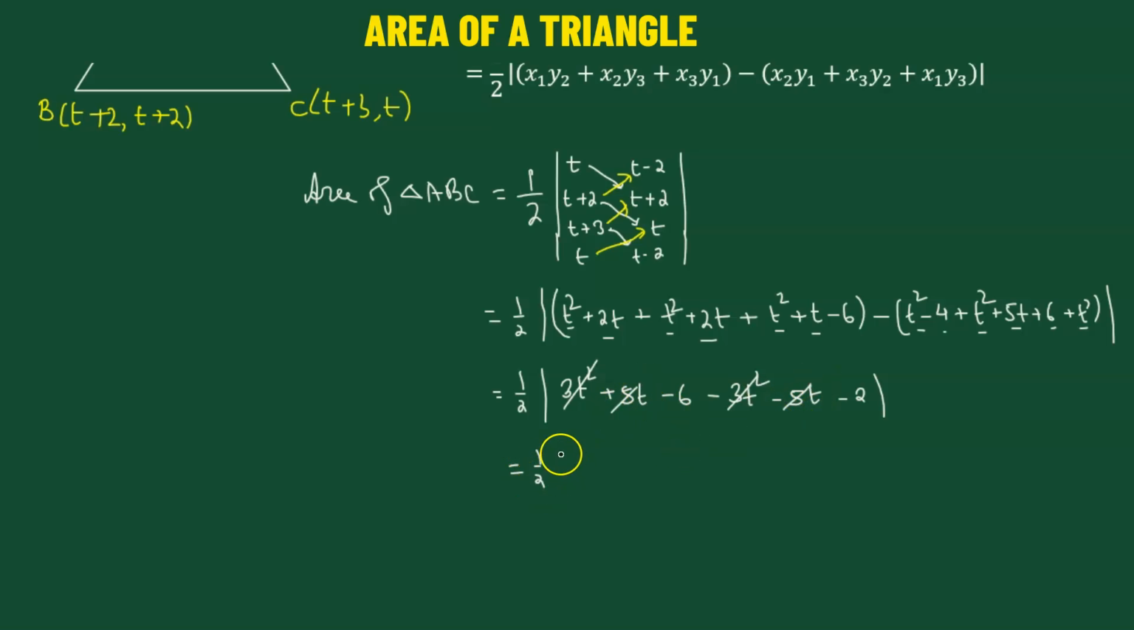We have half multiplied to the absolute value of negative 6 minus 2, which gives us negative 8. Now the absolute value is always positive, so we get 4. That's going to be the area of the triangle, which is 4 square units.